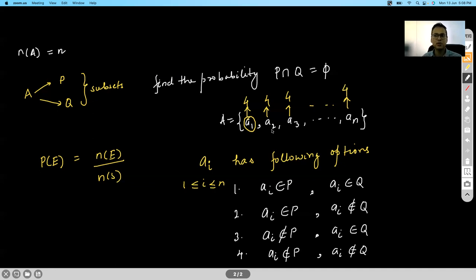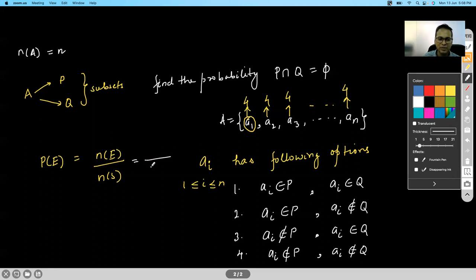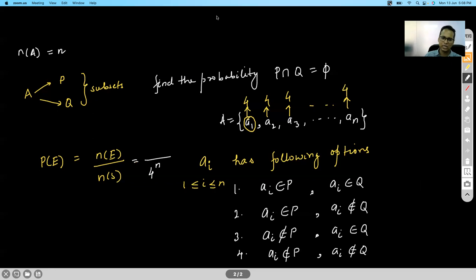And then the total number of options for the two subsets that have to be created will be the product of 4 into 4 into 4 into 4, that will be 4 to the power n. So the denominator here will be 4 to the power n. This is what we have discussed so far. Got it, Raj?